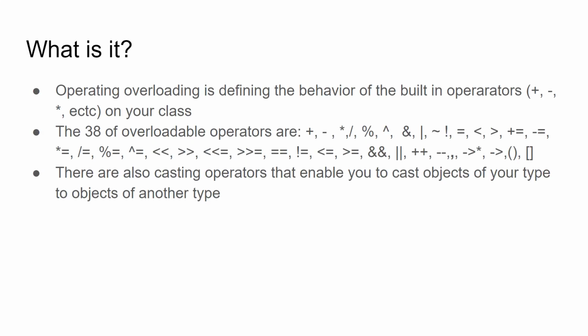So operator overloading is the ability to define how the built-in operators, plus, minus, times, etc., behave on your user-defined types. There are 38 possible operators that you can overload. That's all of them listed out there. There's lots. Even something like parentheses is an operator that you could overload. And in addition to the ones mentioned here, there are casting operators that can be used to convert your variable of a particular type to another type.